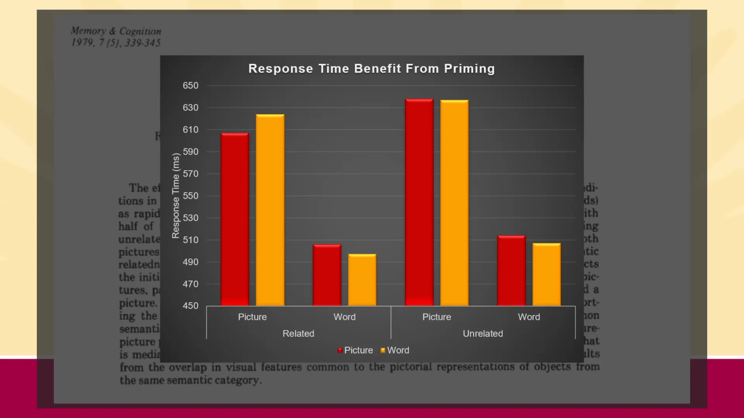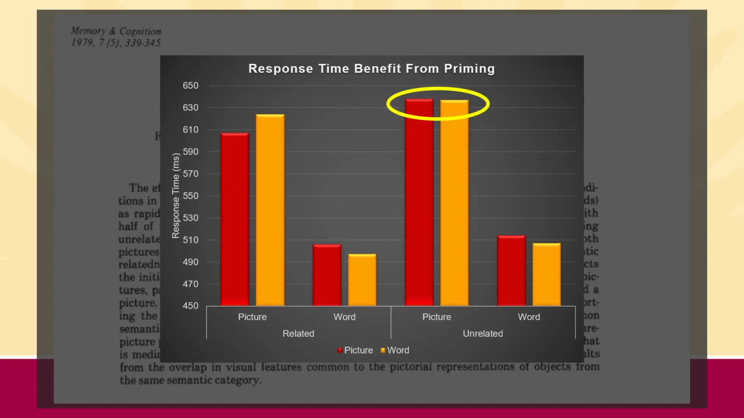These are the results of this study. To walk you through this, when a picture primes a related picture, the response time is about 605 milliseconds. When a word primes a related picture, so this is kind of the opposite of what we just did, the response time is about maybe 625 milliseconds. When a word and picture both prime an unrelated picture, these are the response times that we see. Those are significantly higher than the response times for the related picture.